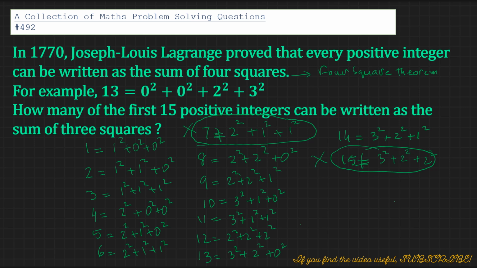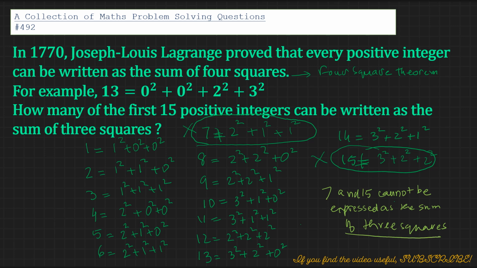So 7 and 15 cannot be expressed as the sum of 3 squares. They can, however, be expressed as the sum of 4 squares. That is very clear. So 7 and 15 cannot be expressed as a sum of 3 squares.